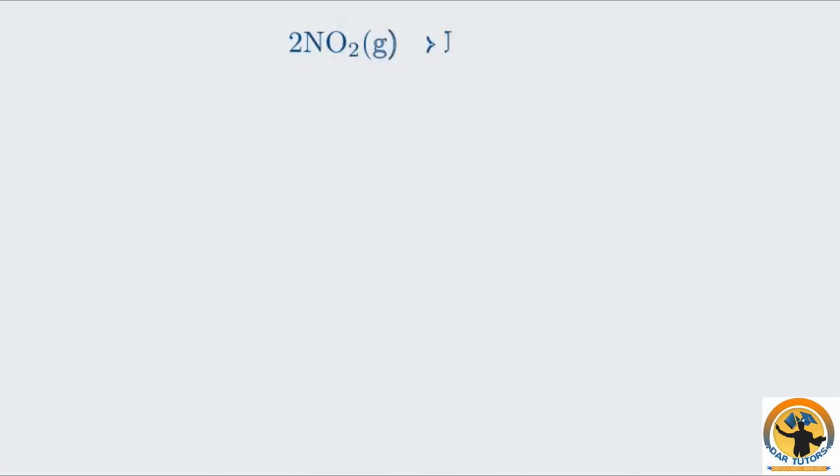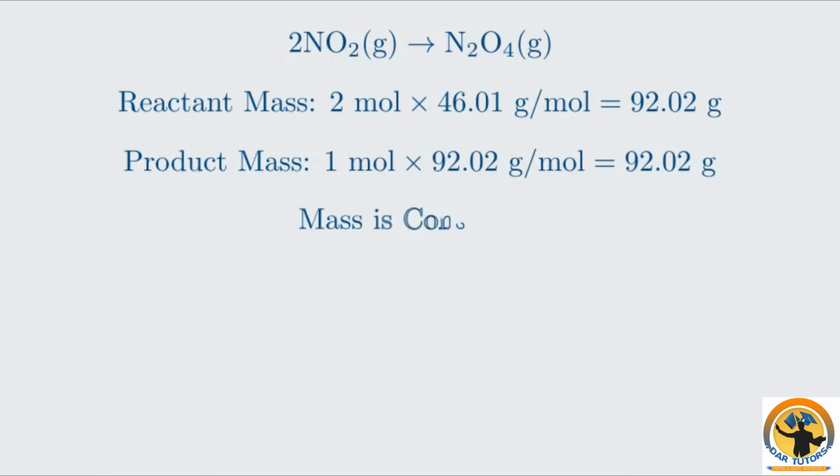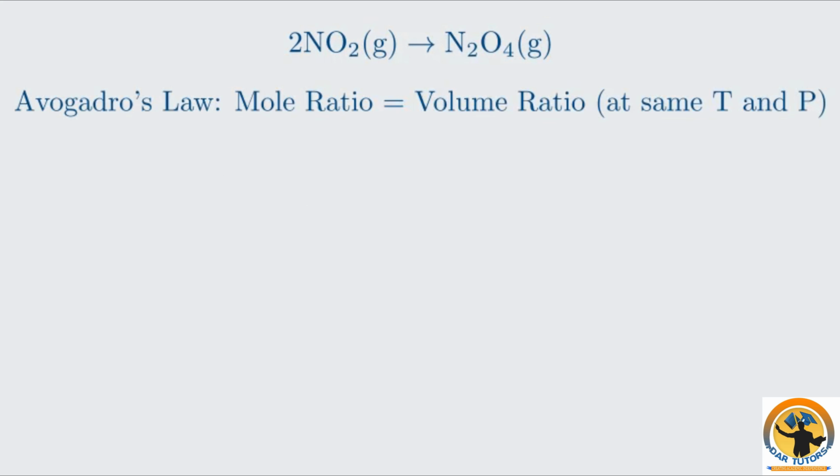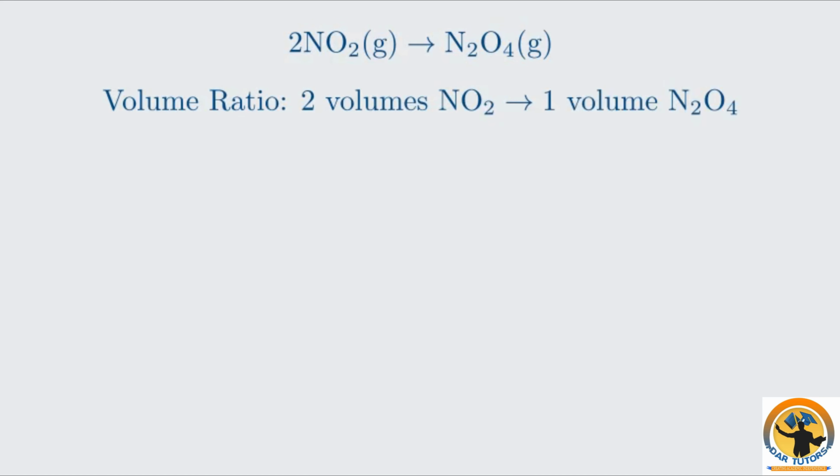The equation tells us we have 2 moles of NO2 and 1 mole of N2O4. So, the mass of reactants is 2 times 46.01 grams, which is 92.02 grams. The mass of product is 1 times 92.02 grams, which is also 92.02 grams. Mass is conserved. For gases, Avogadro's law provides another quantitative link. Mole ratios are equivalent to volume ratios at the same temperature and pressure. So 2 dm3 of nitrogen dioxide will react to form 1 dm3 of dinitrogen tetroxide. This means that for the same conditions, the volume of gaseous reactants and products also follows the 2-to-1 ratio.